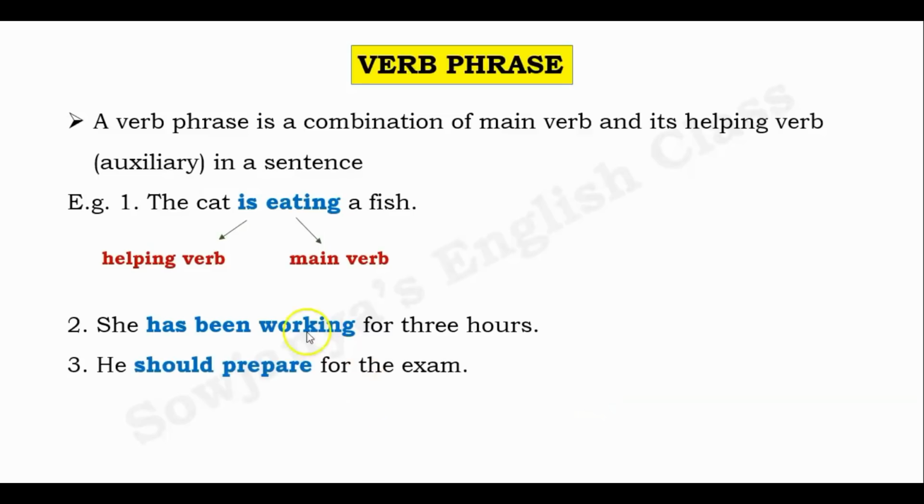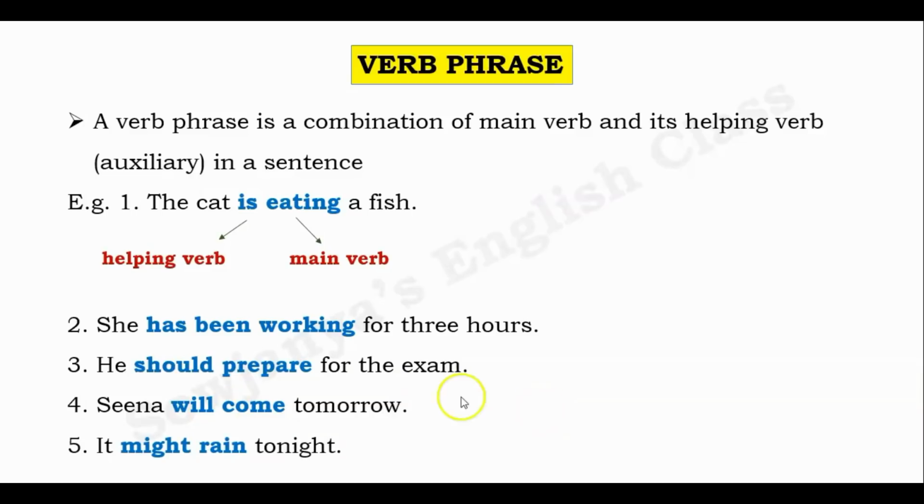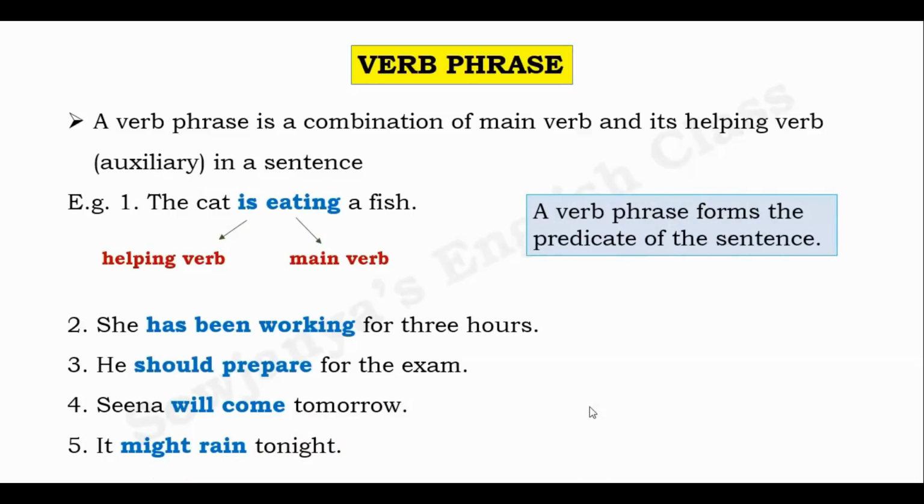He should prepare for the exam. "Prepare" is the main verb, "should" is an auxiliary, modal. Sina will come tomorrow. "Come" is the main verb here, "will" is a modal auxiliary. It might rain tonight. "Rain" is the verb and "might" is a modal auxiliary. A verb phrase forms the predicate of the sentence. Predicate in the sense a part which has the main verb.